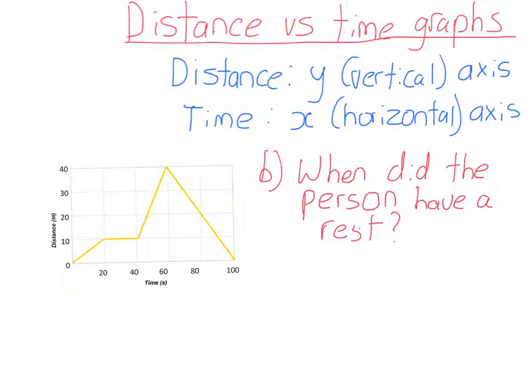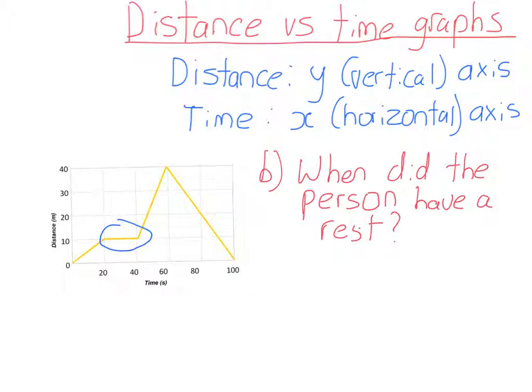Okay, next question. So looking at the exact same graph, from the graph, can we tell when the person had a rest? So to answer this, you just have to think, what does a rest actually mean? Well, a rest means they're not travelling. They're not increasing their distance, even though time is increasing. And if you look at this little area here, that's exactly what's happening. There's no increase in distance. The person hasn't travelled any further, but time is still ticking away.